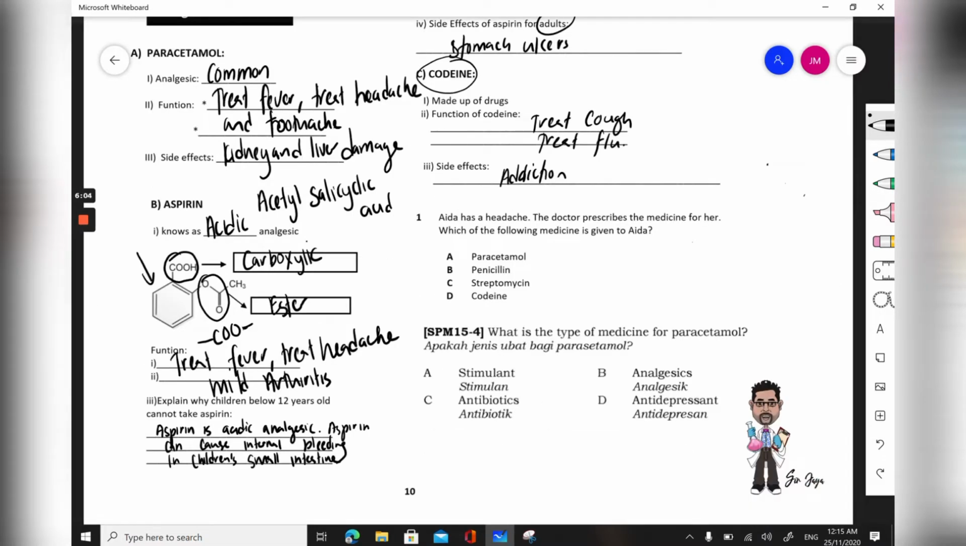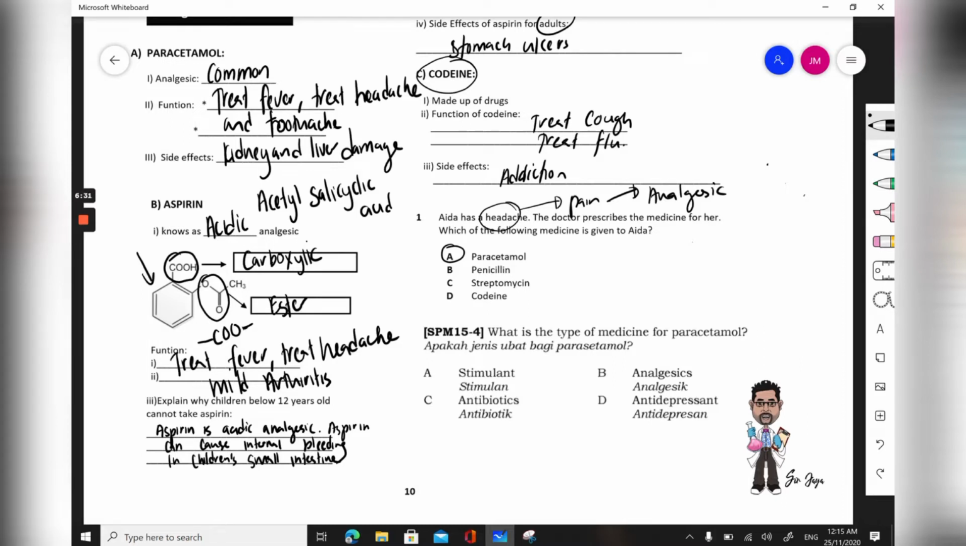Now we try to look at the first question. Ida has a headache. The doctor prescribed medicine for her. Which of the following medicines should be given? Headache is a pain. That means the class of modern medicine that should be given is analgesic, and it should be suggested paracetamol, a common analgesic.